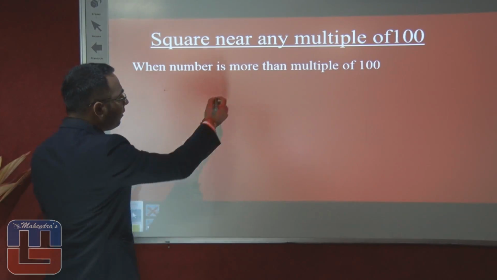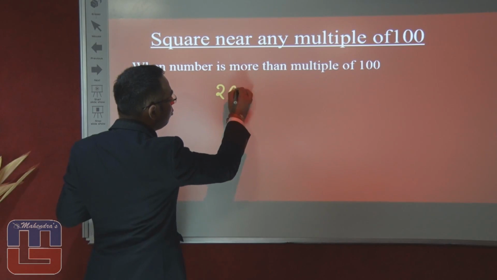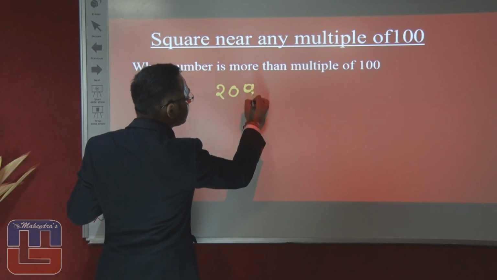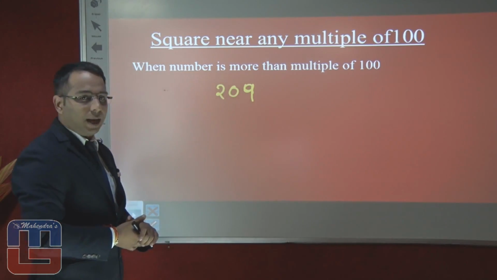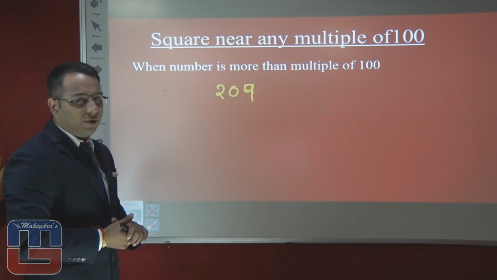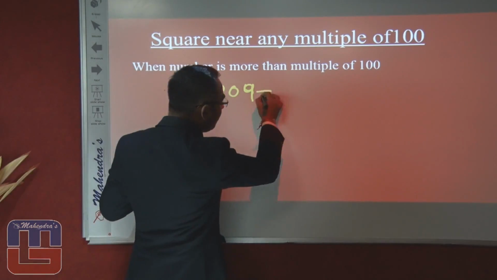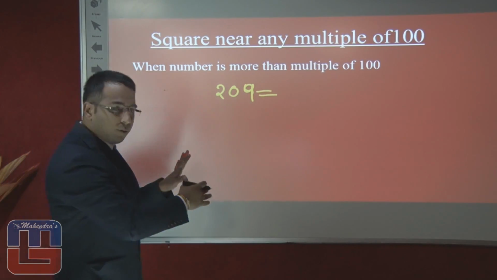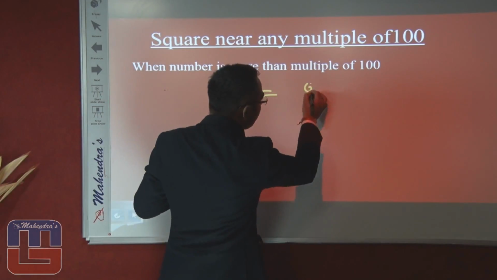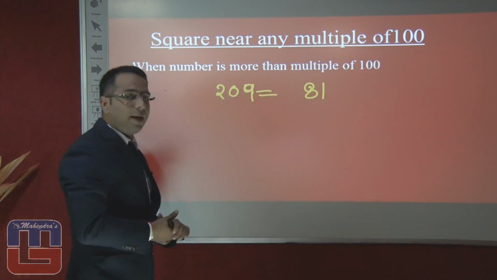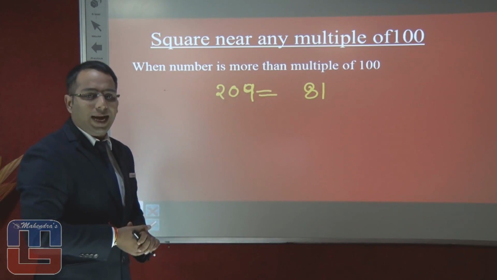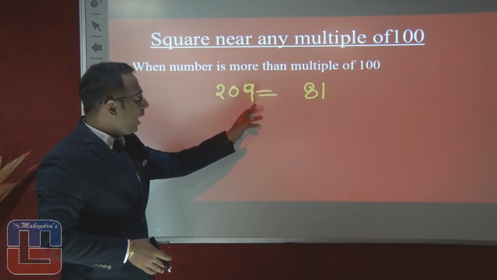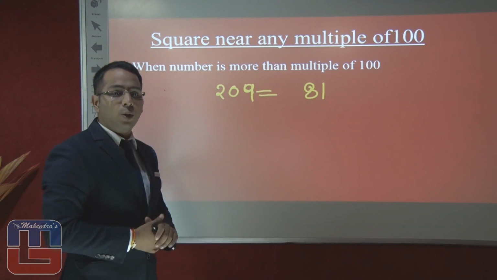Let us consider if I give you a square of 209. Square of 209. How we will find it? See, it is 9 more than 200. So what we will do? Square of 9. That will be 81. Square of 9 will be 81. Now what we will do? We will add 9 to 209.